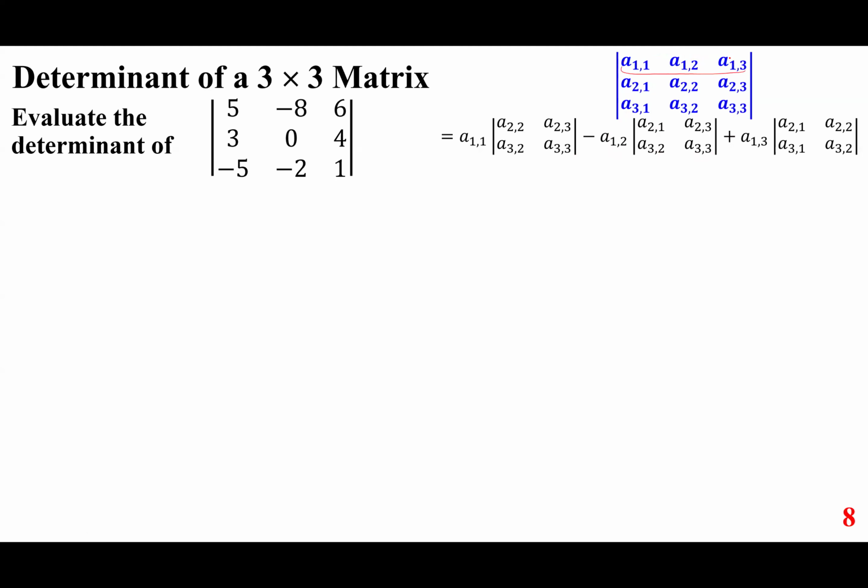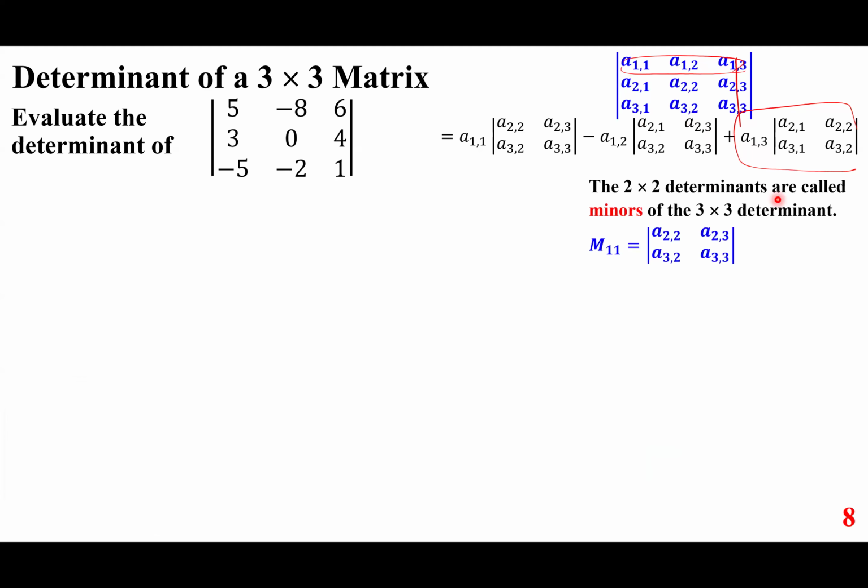For the last one, we are expanding with respect to this. You drop this one and notice A13 and then the matrix of that one, because we know how to calculate the determinant for a 2 by 2. So here's what happens, everybody. The 2 by 2 determinants are called minors of the 3 by 3 determinant. For example, this is called M for minor, 1, 1. What is M1, 2? It is this one. What is M1, 3? It is this one.